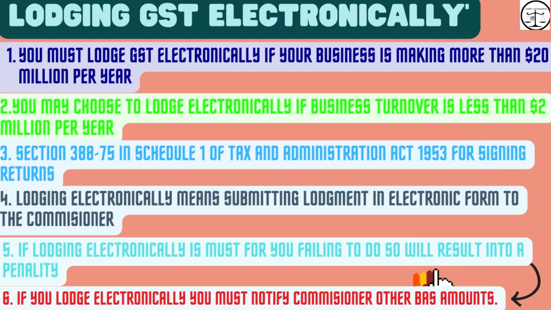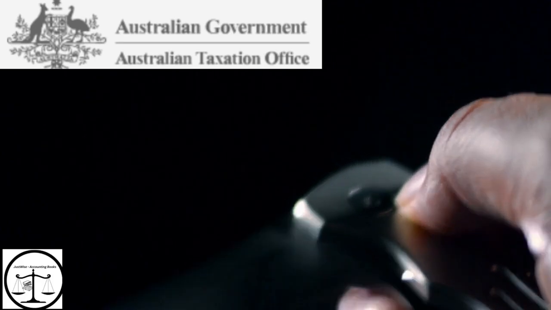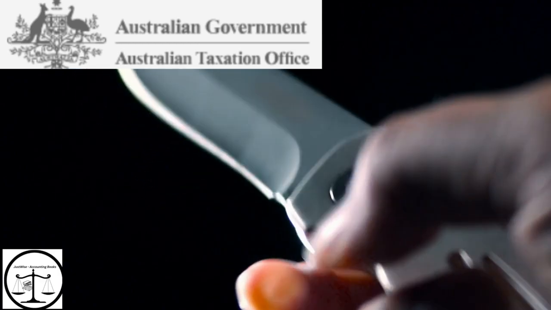If you must or choose to lodge GST electronically, you must notify the Commissioner of all other BAS amounts. Other BAS amounts are anything else on the BAS form other than GST, such as PAYG tax withheld, PAYG instalments, etc. ATO takes lodging electronically very seriously.